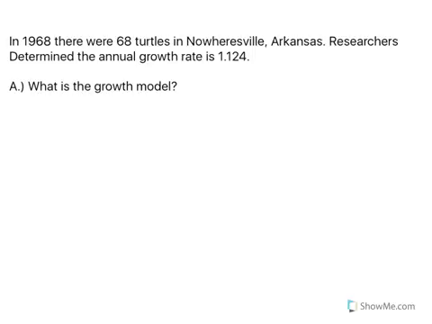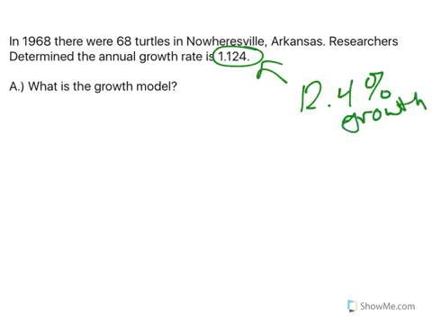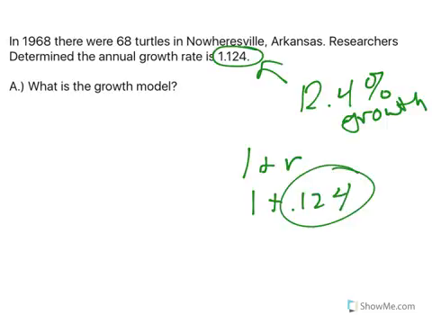Now, you'll notice that this is given as a value, not as a percent. So if they tell you a 12% growth rate, that's how much the annual growth is, so you would add that to 1. This is just given as 1.124. So this is like saying there's a 12.4% growth annually, because 1 plus r, and if we have 1 plus 0.124, this is the rate, that's where the 12.4% comes from. I just want to kind of talk about where everything comes from.